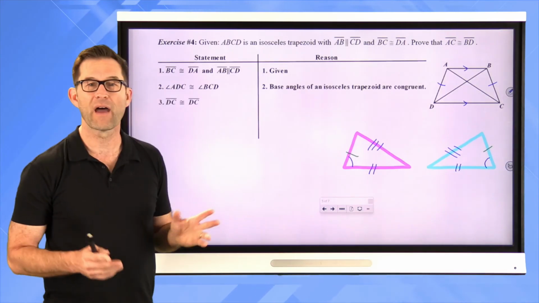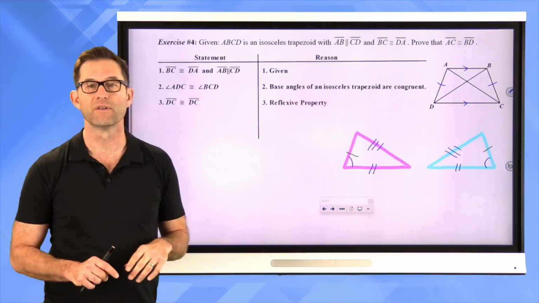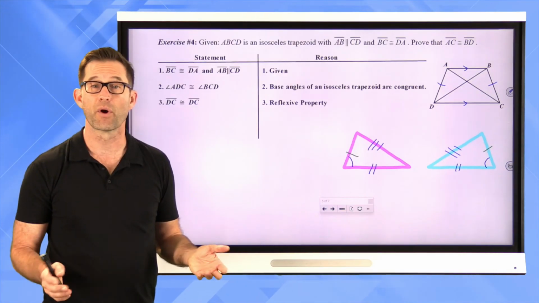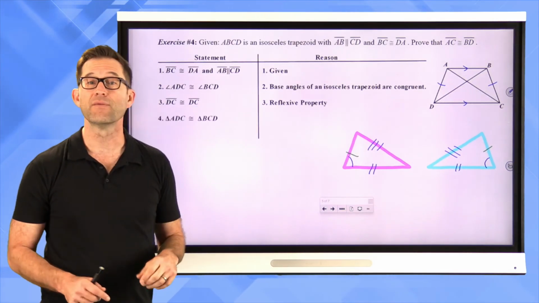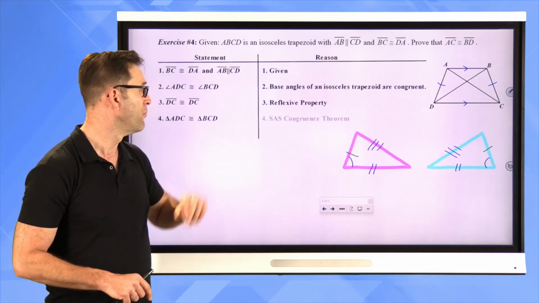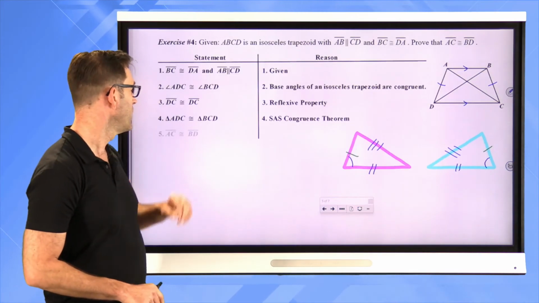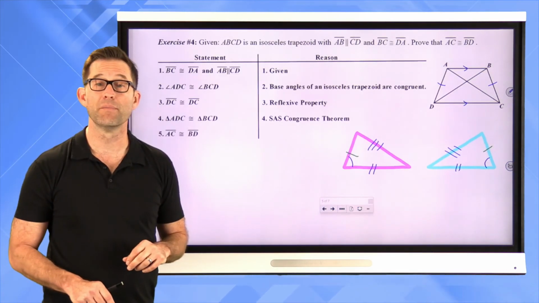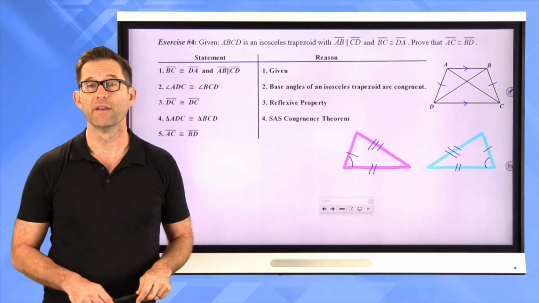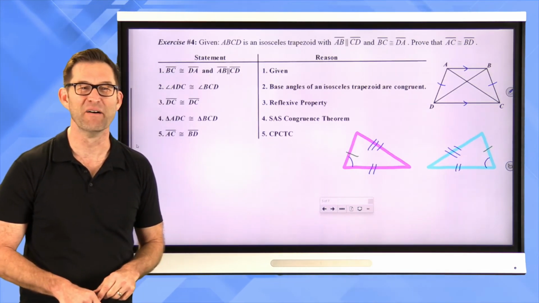Now we can bring in that reflexive property. DC is congruent to DC, or CD is congruent to CD. That's our reflexive property. We can now state that triangle ADC is congruent to triangle BCD by the side-angle-side congruence theorem. And finally, we can conclude that AC is congruent to BD by our friend CPCTC.